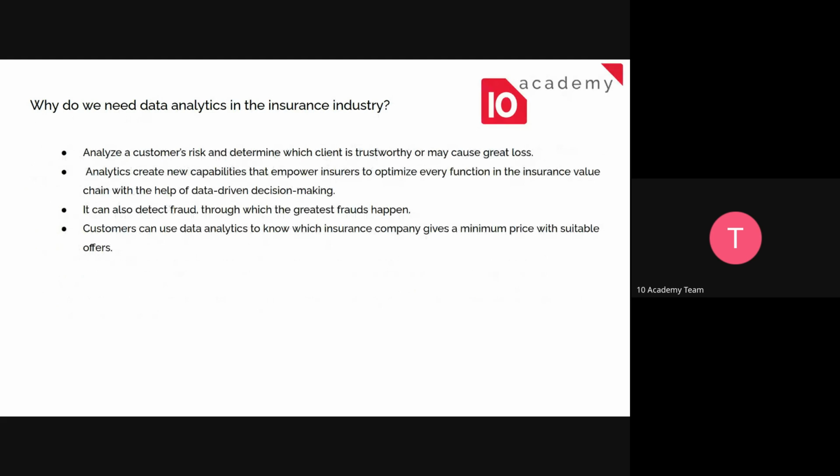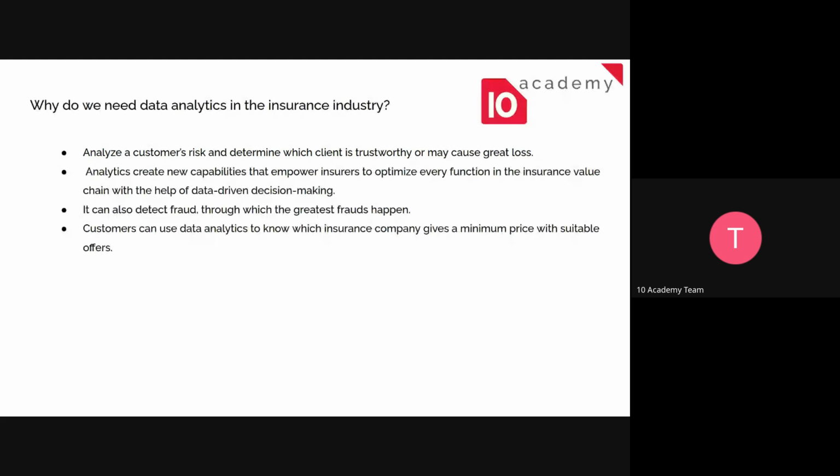Analyzing customers can determine which client is trustworthy or may cause great loss. Obviously, insurance companies don't want to attract people who cause great loss. So it will help them determine who will be a better customer to hold on to. Analytics creates a new capability that empowers insurers to optimize every function in the insurance value chain with the help of data-driven decision making, and it can also detect fraud.